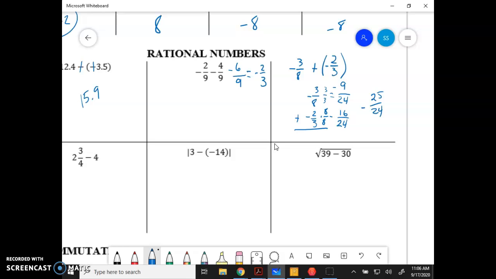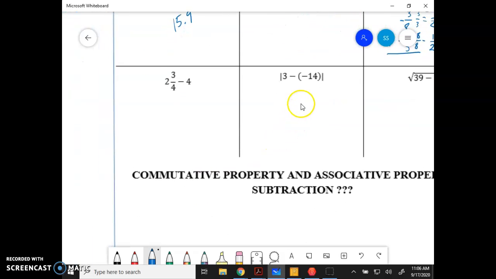All right. We could also write this as an improper fraction, or as a mixed number, which would be, how many times does 24 go into 25? 1 time with 1 left over. So it would be -1 and 1/24. Okay. All right, moving on here.